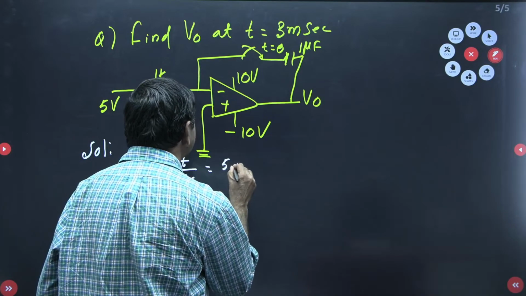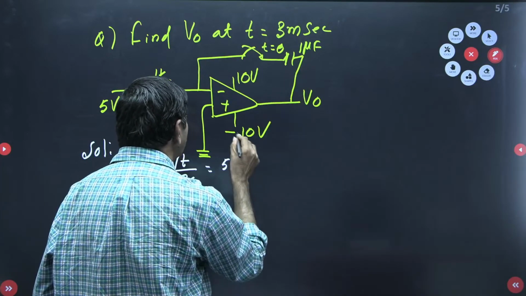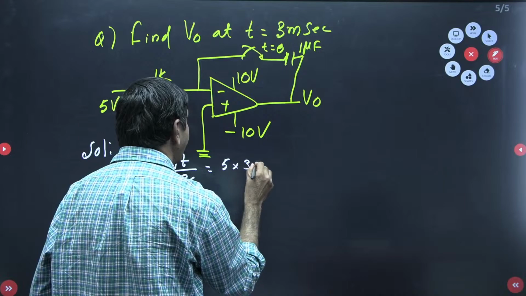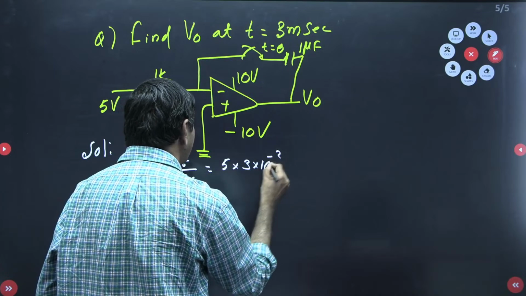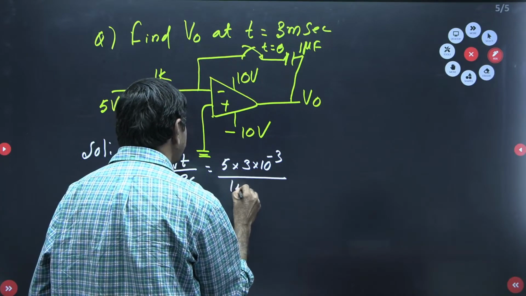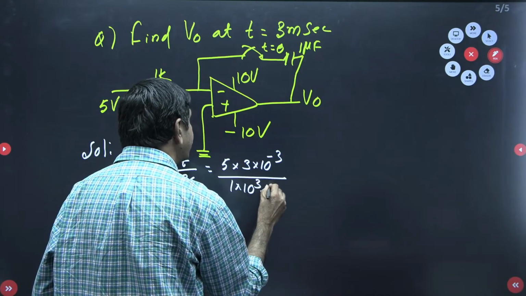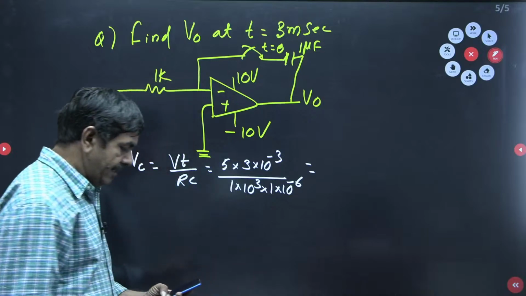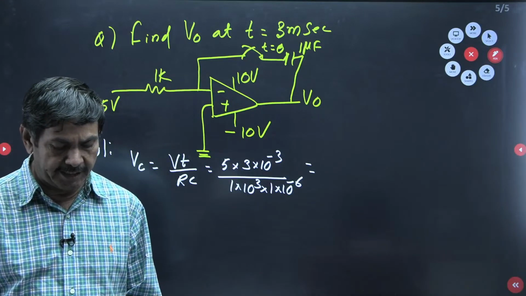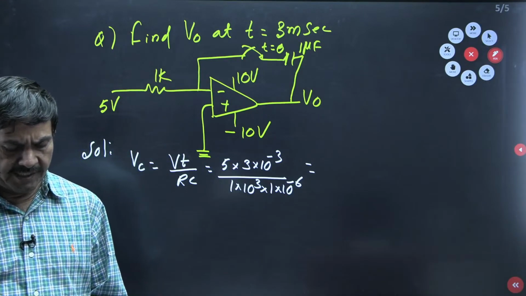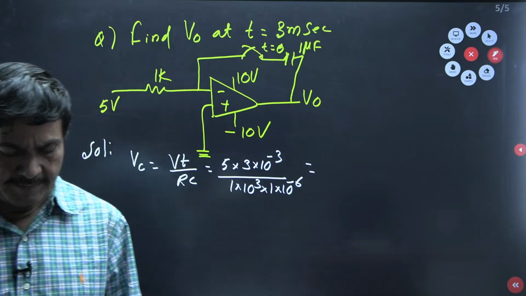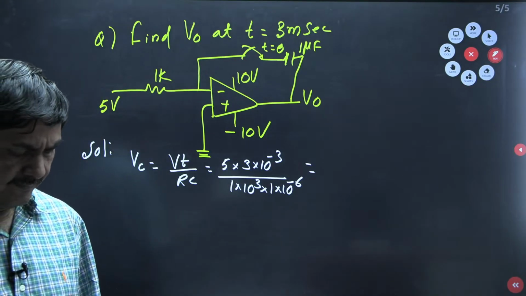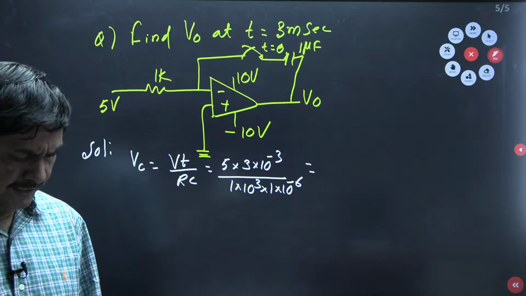The t is nothing but how much? t equal to 3 milliseconds. And R is given 1K. And C is given 1 micro. Can anybody give the Vc value here? What Vc are you getting? Please tell me. Anybody? What Vc are you getting? Please give me.